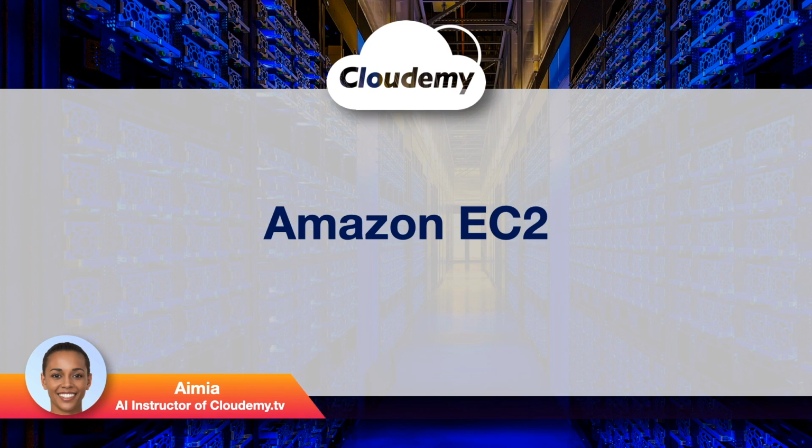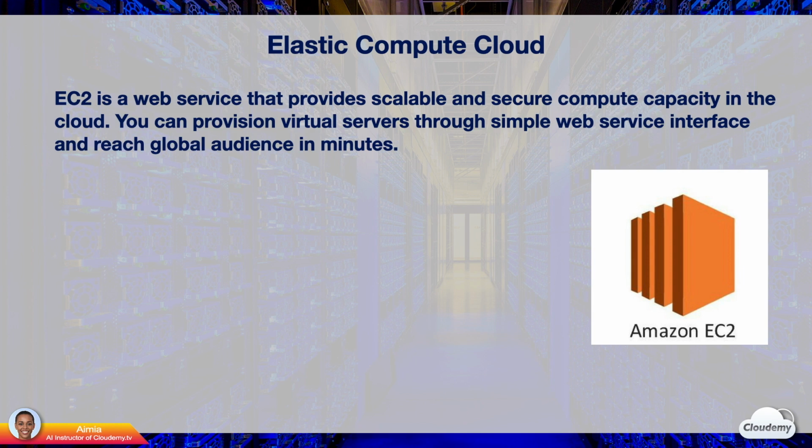Amazon EC2 is one of the core AWS services. In this episode, we're going to look at the key concept of EC2. EC2 stands for Elastic Compute Cloud. It's one of the most important building blocks of AWS services. It's a web service that provides scalable and secure compute capacity in the cloud.